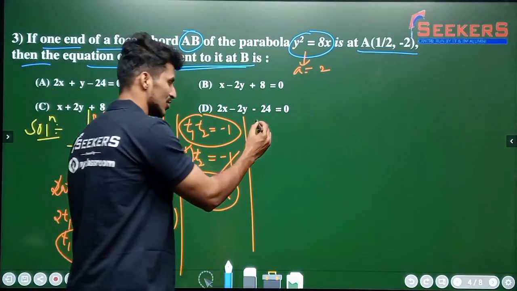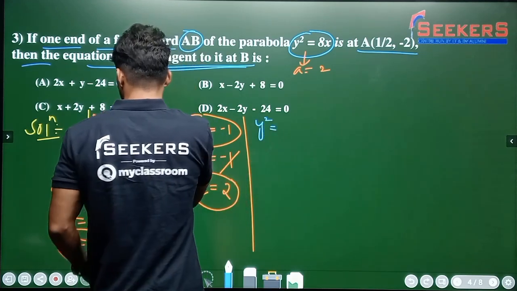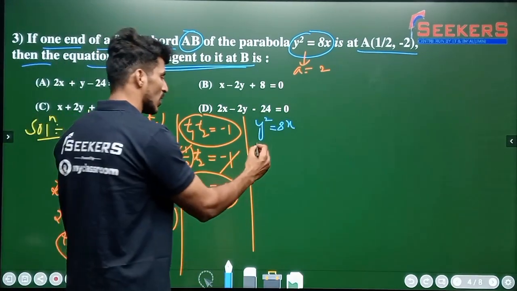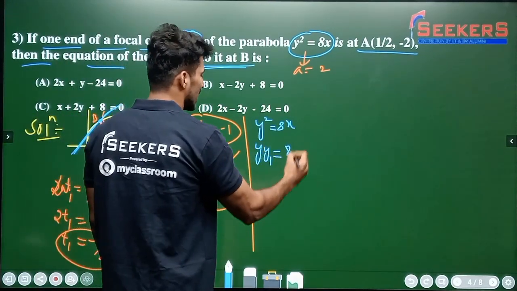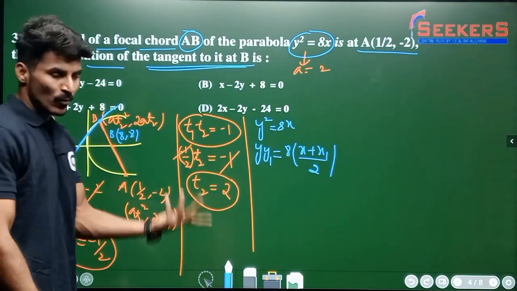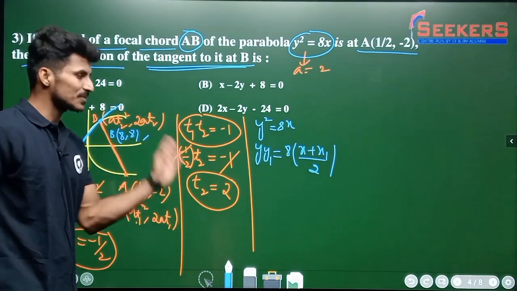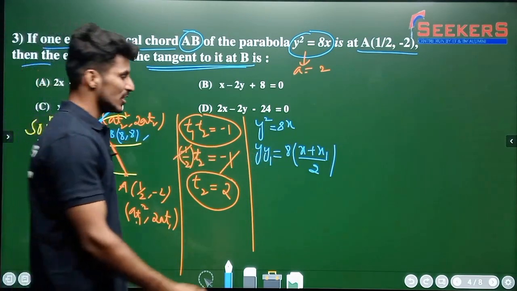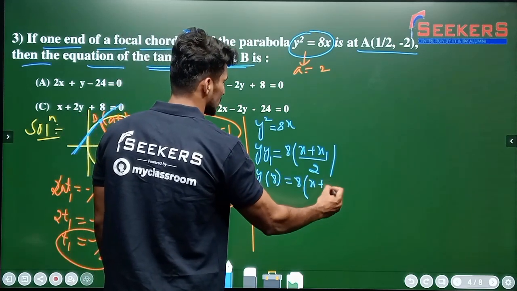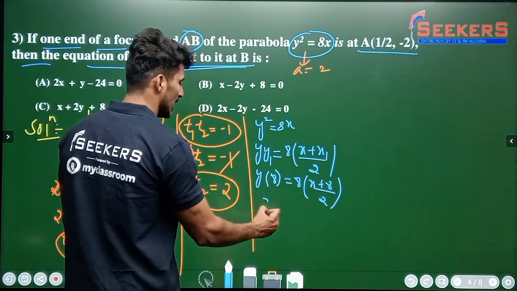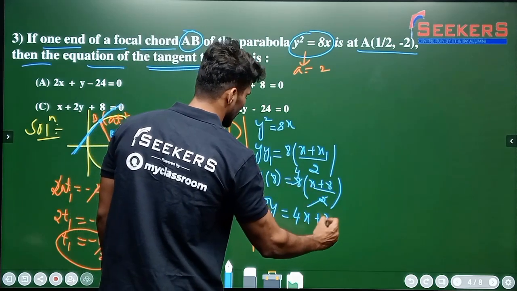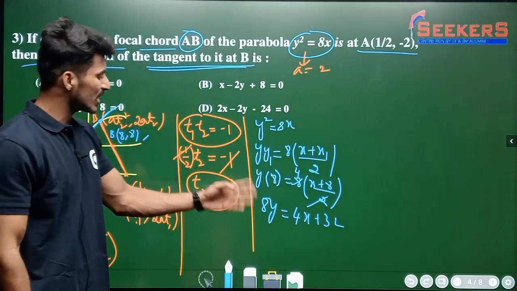So how do we draw a tangent? I just made sure that it passes through that point. How do we write the tangent's equation? By replacements. So y square will be replaced with y y1 and x will be replaced with (x plus x1) by 2, as simple as that. Now what is x1, y1 here? 8, 8. Just substitute this 8, 8 over here, you will get the tangent equation. So y into 8 is equal to 8 into (x plus 8) by 2. Cool. So 8y is equal to 4x plus 32.